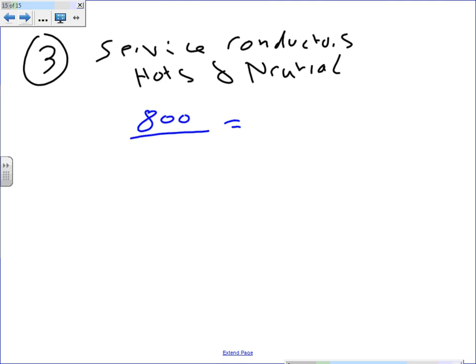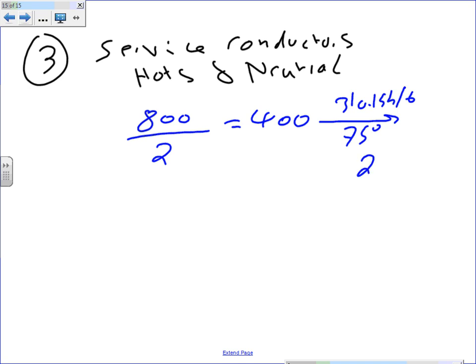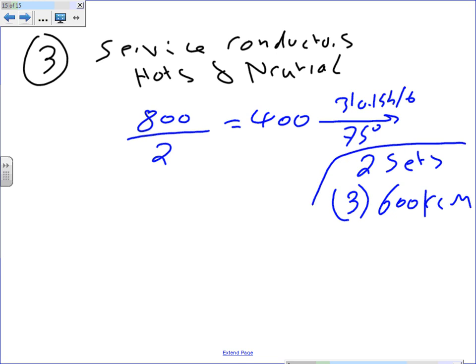800 amps divided by 2 gives me 400. Take this one to table 310.15(B)(16). That will give me two sets of three conductors, including the neutral. Each one of them is 600 kcmil. Done. Why three, two hots and a neutral? Why didn't I derate the neutral? Because of that little note.